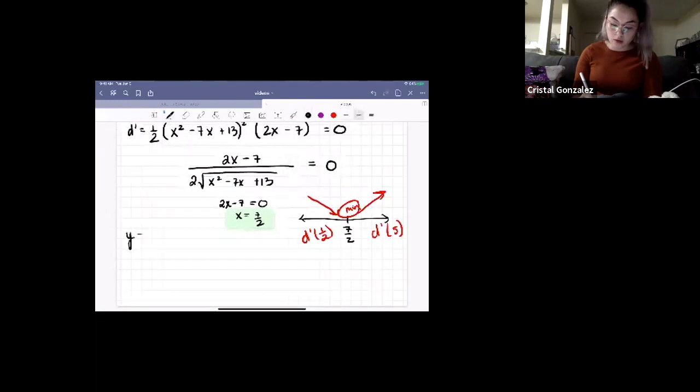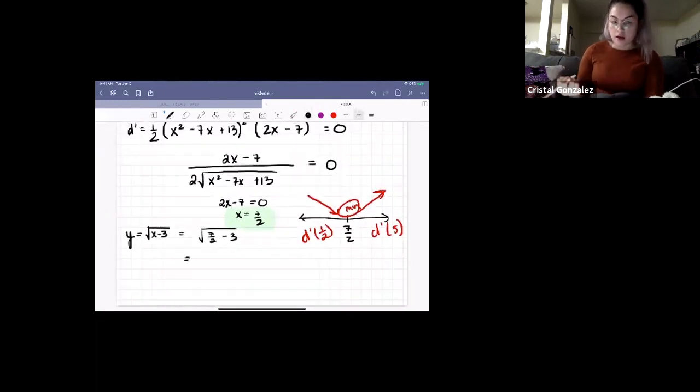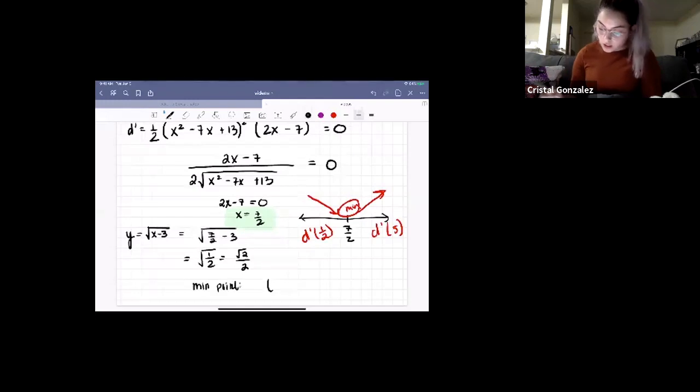Remember that y equals the square root of x minus 3. So if I know that x value, all I have to do is plug it in: 7 over 2 minus 3. After simplifying this, you'll get the square root of 1 over 2, which is the same thing as root 2 over 2. And so my ordered pair, so I'll put minimum point here, is 7 over 2. If you want to rewrite that as a mixed number, go ahead. And then root 2 over 2, and we're done.